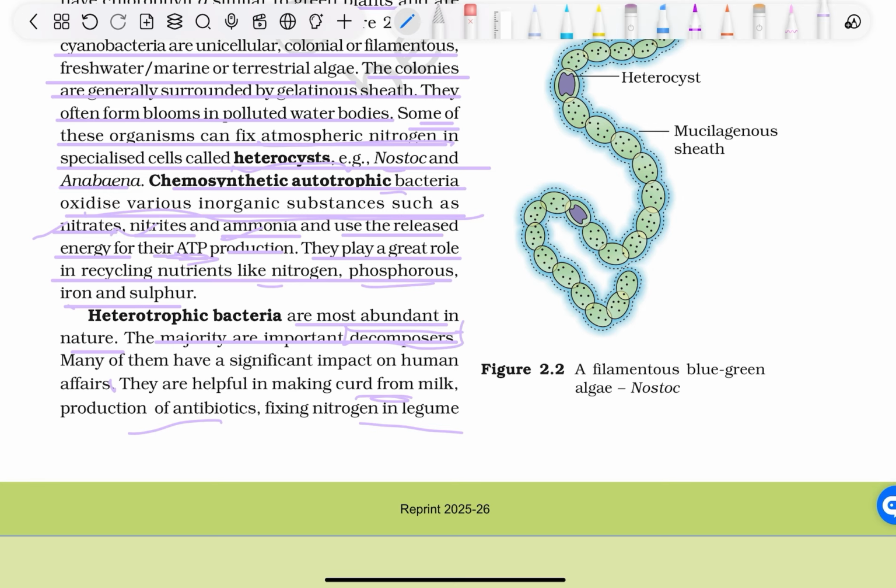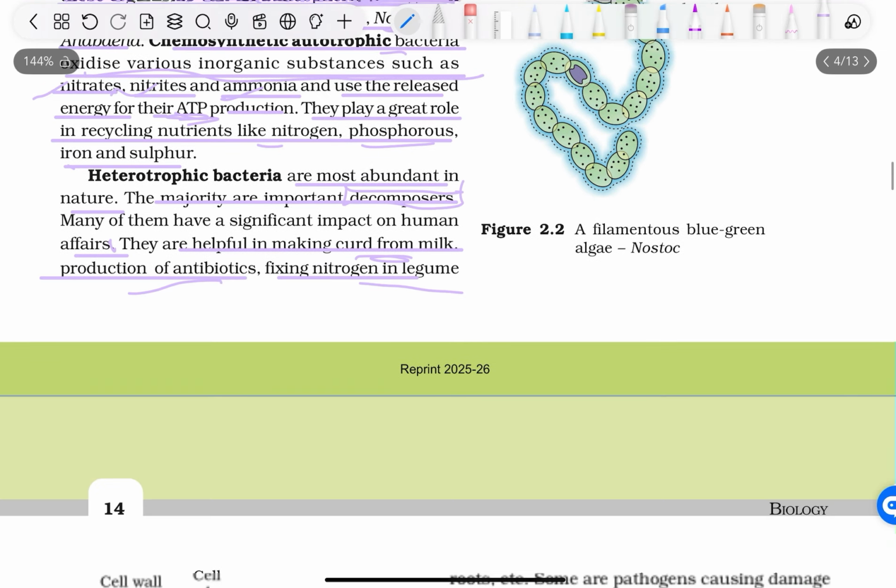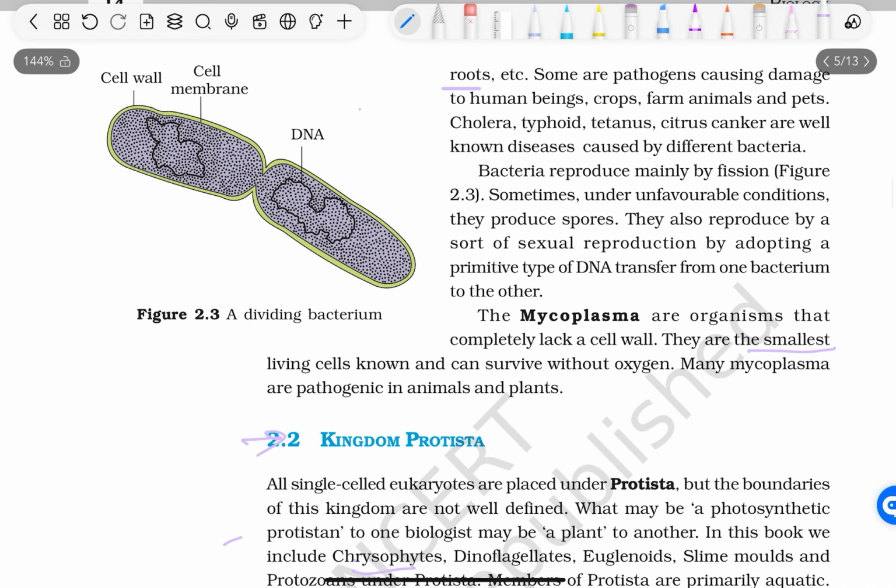Many of them have significant impact on human affairs. They are helpful in making curd from milk, production of antibiotics, fixing nitrogen in legume roots, etc. Some are pathogens causing damage to human beings, crops, farm animals, and pets. Cholera, typhoid, tetanus, citrus canker are well-known diseases caused by different bacteria. Bacteria reproduce mainly by fission.